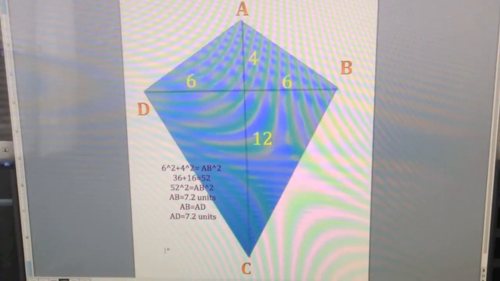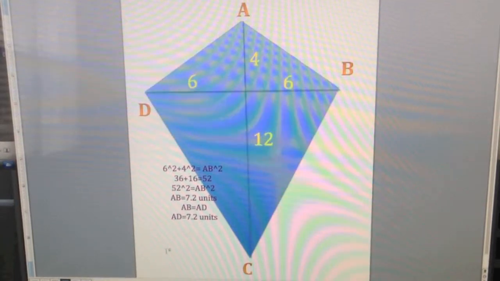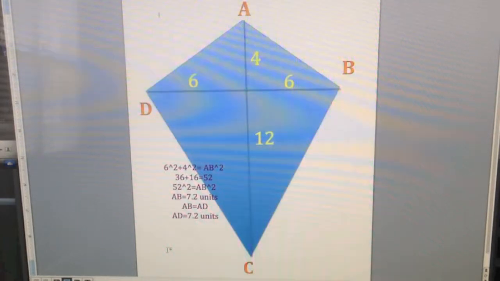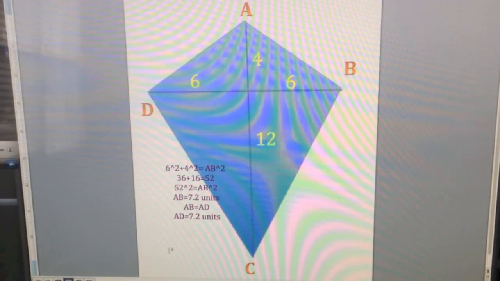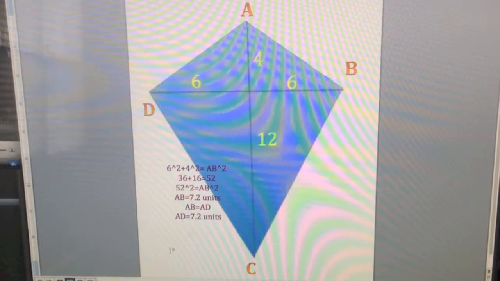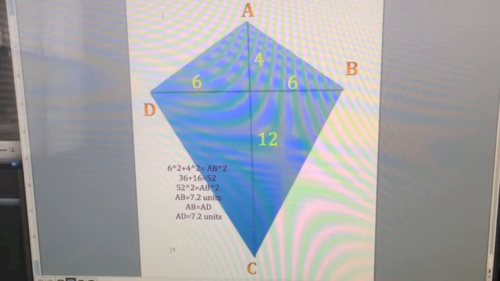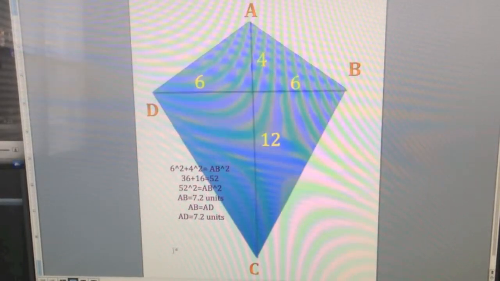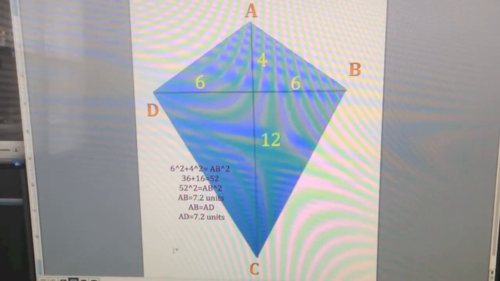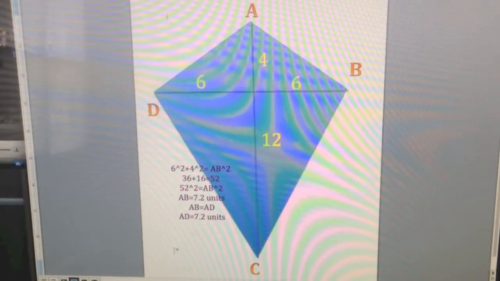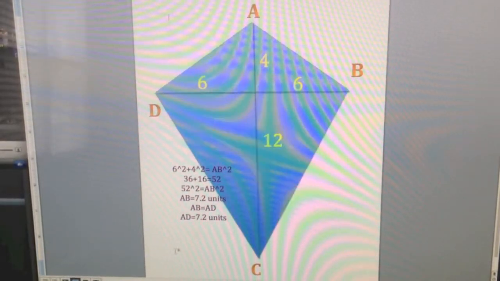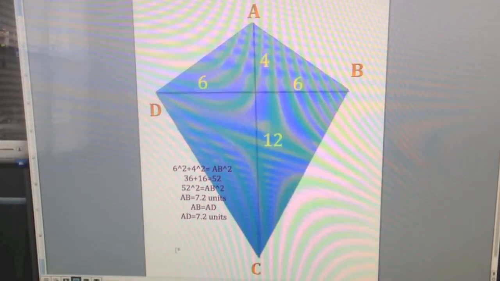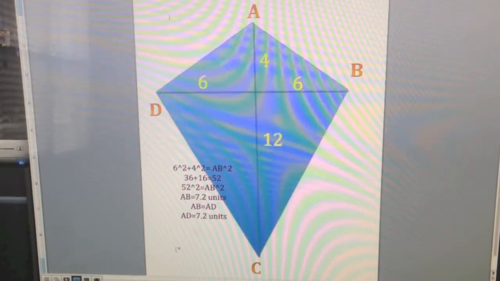We are going to first find our short side lengths. In order to do this, we will use the Pythagorean theorem. Our equation is going to start off with 6 squared plus 4 squared equals the side length of AB squared. Simplifying that, we get 36 plus 16 equals 52. Now we need to find the square root of 52, and we get approximately 7.2 units. Since AB is congruent to AD, AD is also 7.2 units.